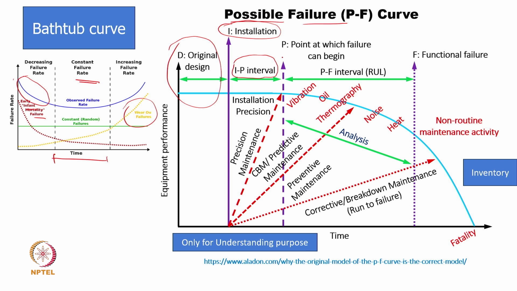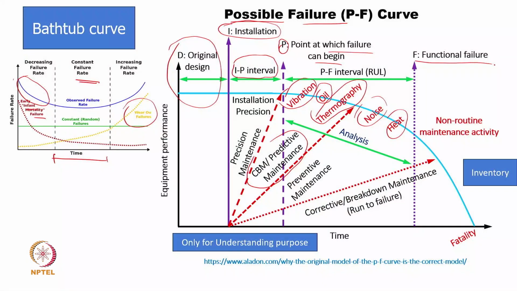And after that, when the warranty is over, the point P is the point at which the failure starts beginning itself. Then we really require vibration monitoring, we require oil monitoring, we may go ahead with thermography, we may go ahead with noise monitoring, we may go ahead with heat monitoring, or we may go ahead with any other condition based or predictive maintenance strategy. So this is very important as such. Reason being, this is where we decide the functional life of the system.